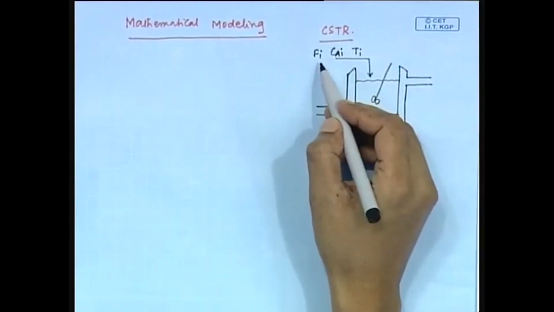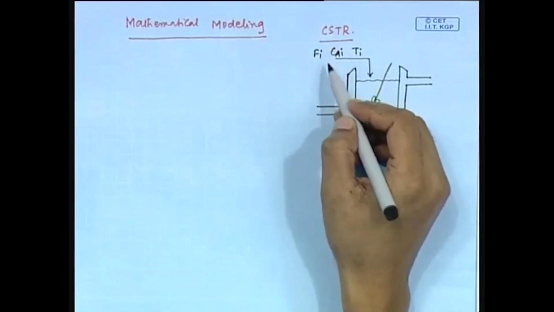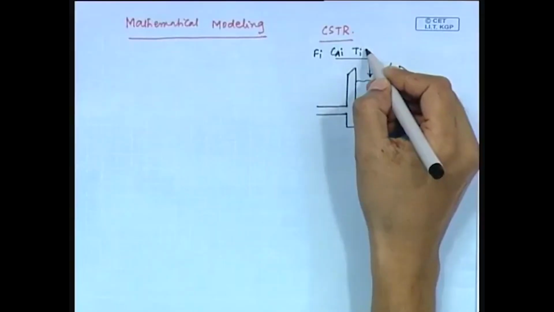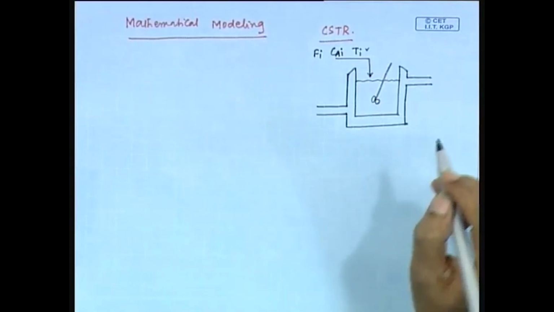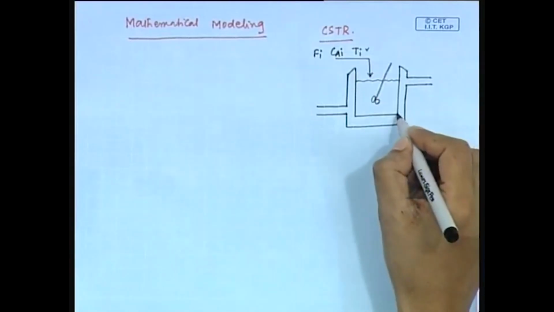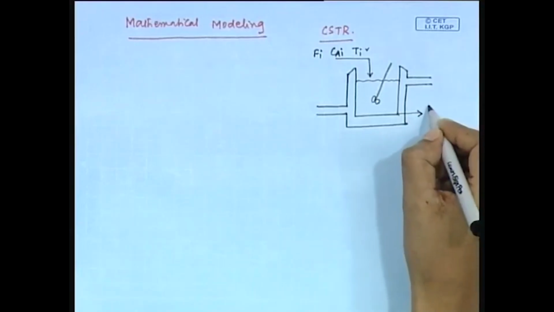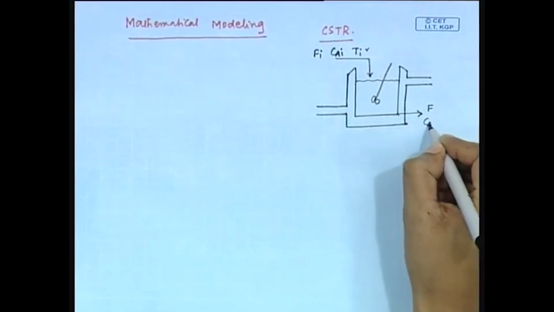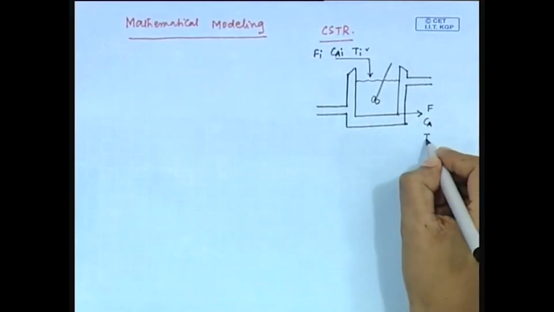The suffix i indicates the input, A is the component, I mean Cai is the input concentration of component A, and Ti is the input temperature. Fine. The product stream which is coming out from this CSTR has a flow rate of F, concentration in terms of component A is Ca and temperature is T.